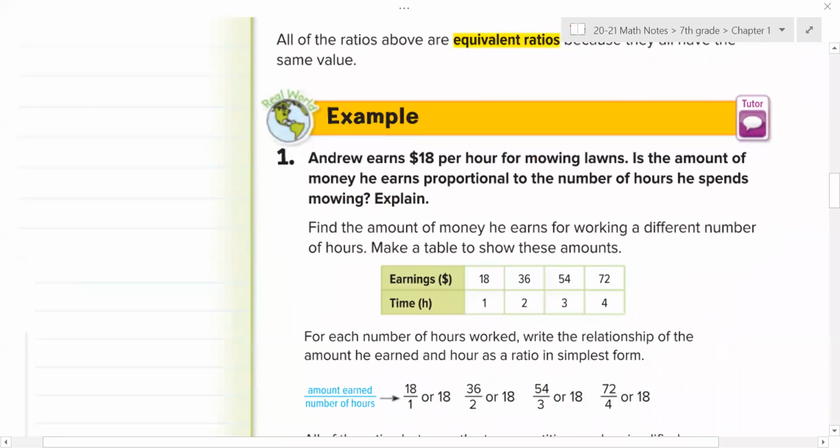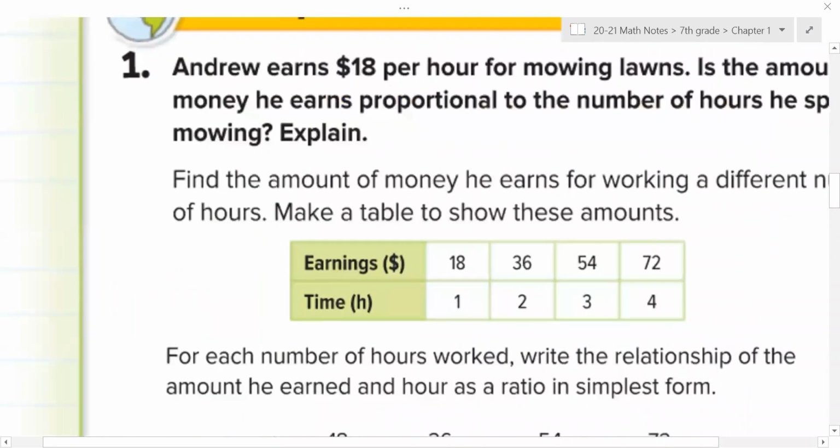Andrew earns $18 per hour mowing lawns. Is the amount of money he earns proportional to the number of hours he spends mowing? Explain. So first you're going to find the money that he earns for working a different number of hours. It tells you to make a table, then it has it for you. For $18, that's 1 hour. For 2 hours, that's $36. For 3 hours, $54. And then for 4 hours, we have $72 that they're earning.